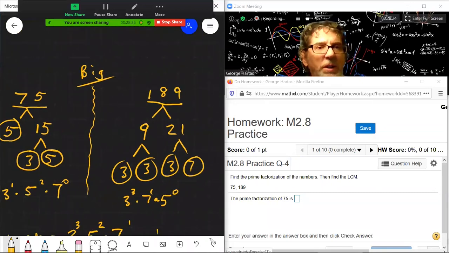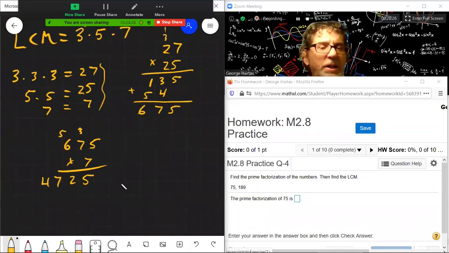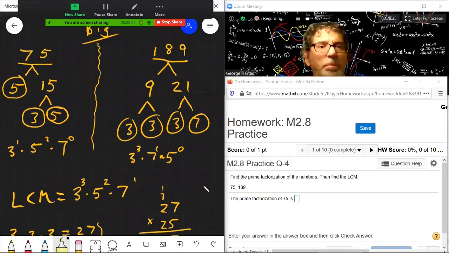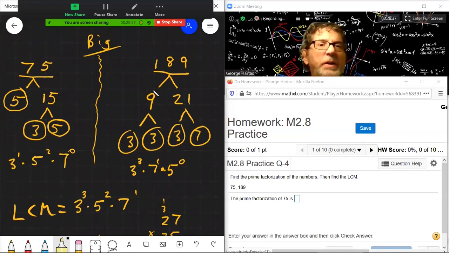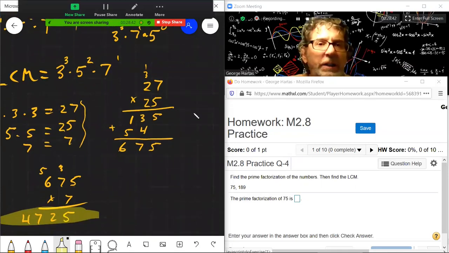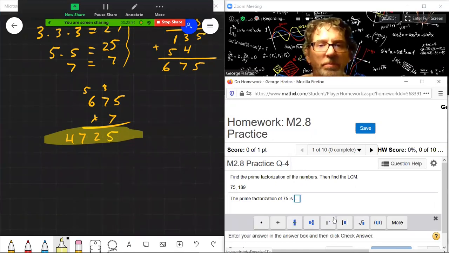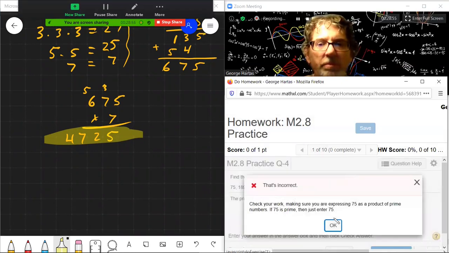Okay, so if I did my math correctly here, and we'll find out in a minute, the lowest number that exists in the universe that both 75 and 189 divide into is 4,725. Let's see if it works. Nope.